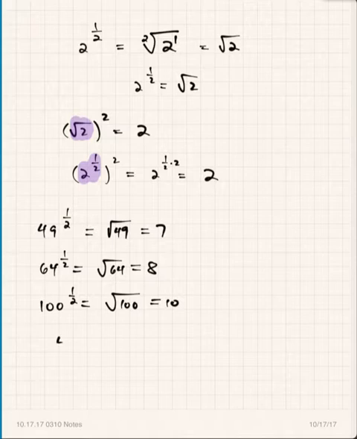Let's see. 4 to the 1/2 power would be equal to 2. Yeah, because it's the square root of 4. That's right.